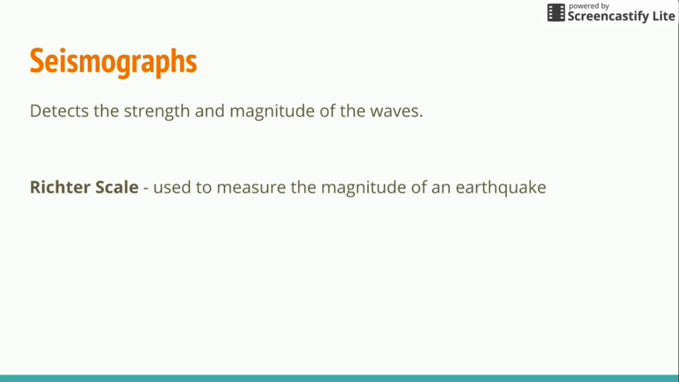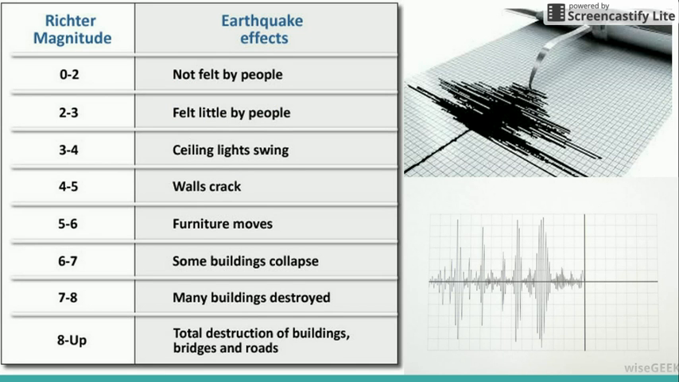So what are seismographs? This is a tool that we use to detect the strength and the magnitude of the waves moving through from the earthquake from the focus point. And in order to do this, we use something called a Richter scale. And it's used to measure the magnitude of an earthquake. So when we're looking at a Richter scale, it ranges from 0 to 8 and up.